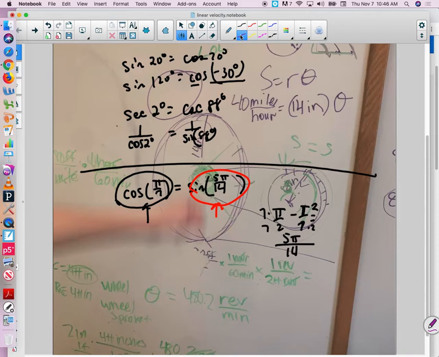Pi over 7 is the first one. Cosine of pi over 7 and sine of 5 pi over 14. Did it work? Yeah. You get the same exact answer. All right, hang on just a minute. Let me take some questions.